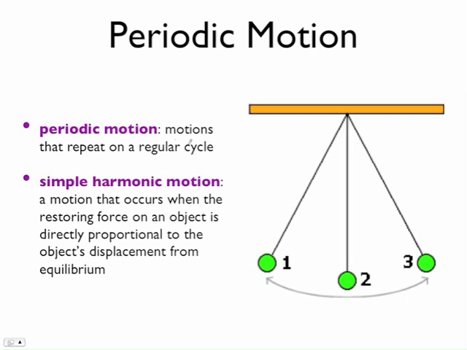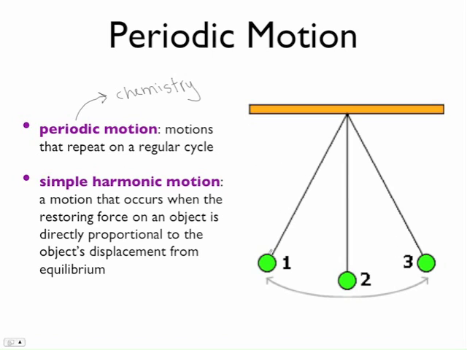Periodic motion is just something that's repetitive. You guys know the periodic table from chemistry, okay? The reason that it was named the periodic table is because those elements had repetitive properties. Every eighth element, the properties repeated, and so they called it the periodic table. And so this is any motion that repeats on a regular cycle.